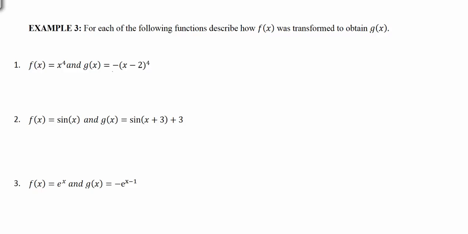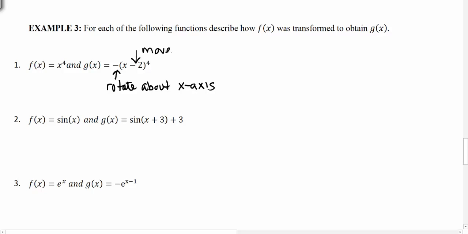So what we can see has happened here is that we've multiplied by a negative in front, which is going to rotate the graph about the x-axis. And additionally, we are inside the function subtracting 2. Remember, if you subtract 2 inside the function, it's going to move it right 2 units. So here, our transformation from f to g is that we rotate about the axis and then we move right 2 units.